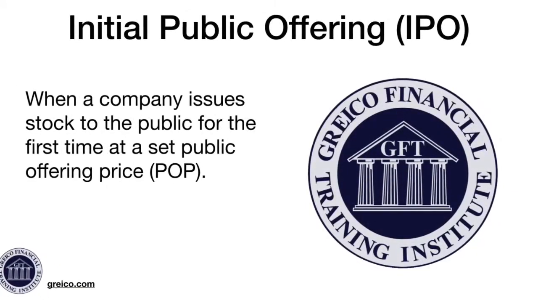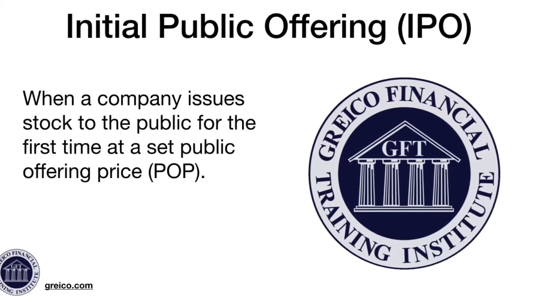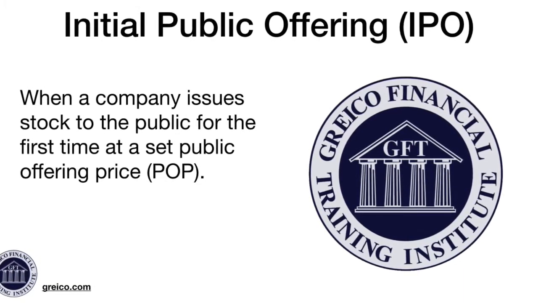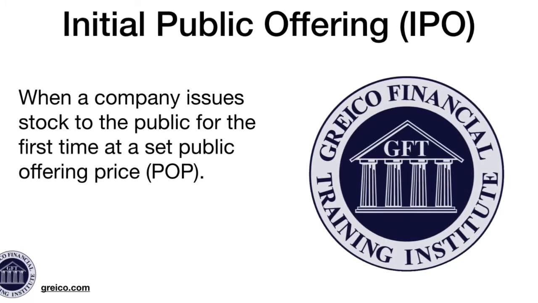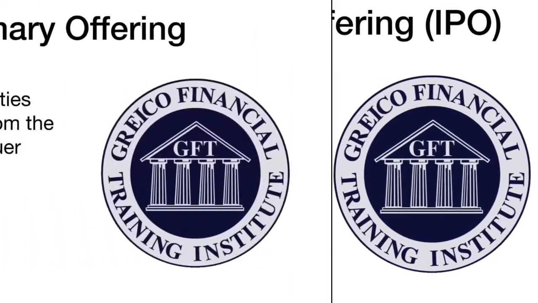An initial public offering. When a company issues stock to the public for the very first time, they issue it at a price called the POP, or the public offering price. The process of issuing the stock for the first time is called an initial public offering, or an IPO.